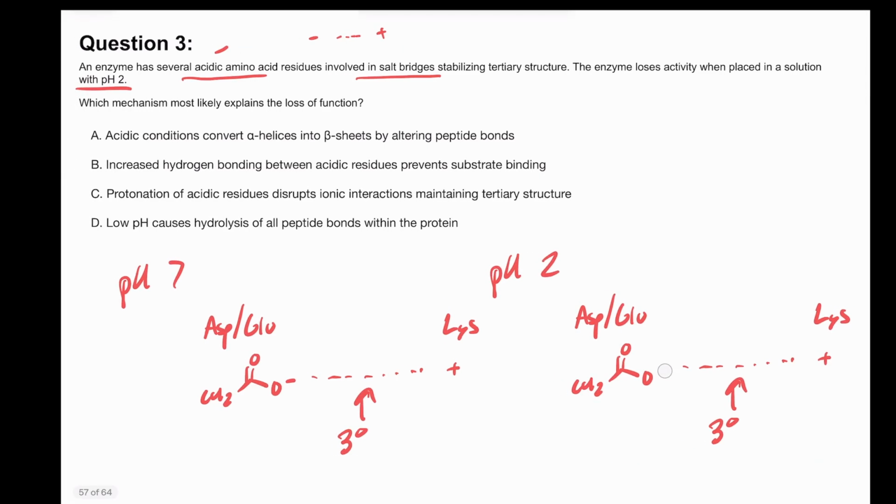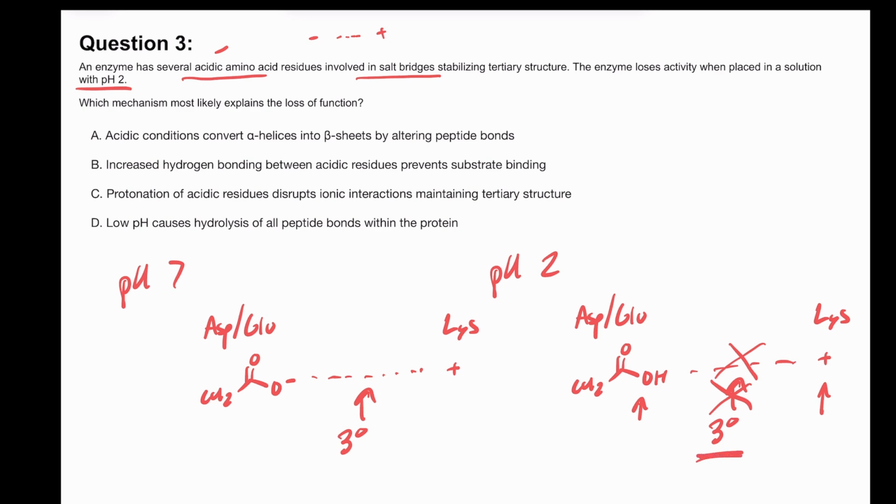Well, this negative charge on this aspartate is now going to turn back into a proton. We're going to be protonating at a low pH. And so now we have something with no charge and something with a positive charge. Well, these aren't going to form a bond. And so we're not going to be able to stabilize that tertiary structure.